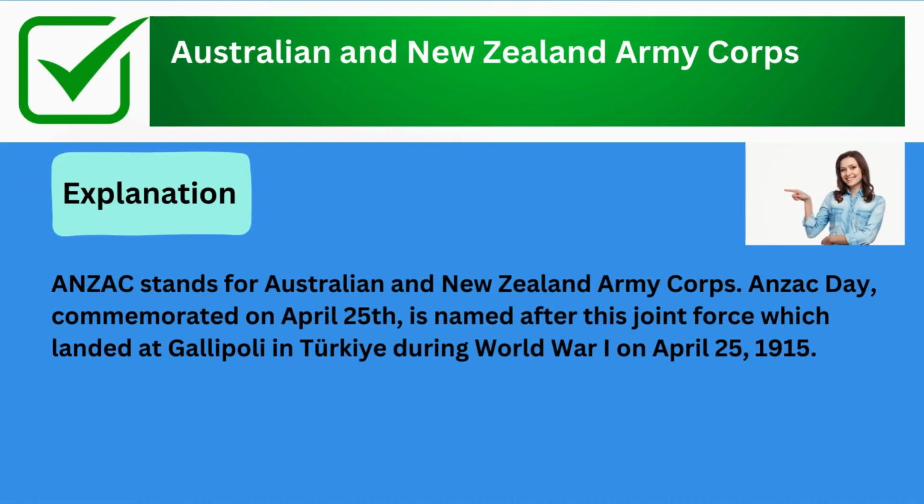The correct answer is Australian and New Zealand Army Corps. Explanation: ANZAC stands for Australian and New Zealand Army Corps. Anzac Day, commemorated on April 25th, is named after this joint force, which landed at Gallipoli in Turkey during World War I on April 25, 1915.